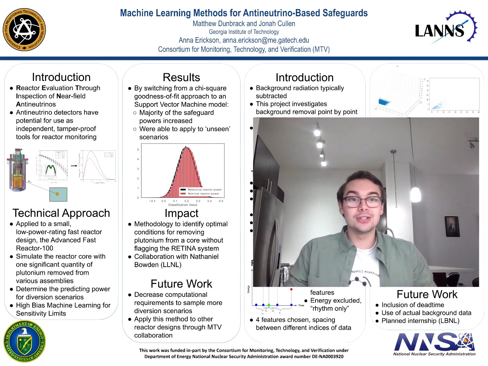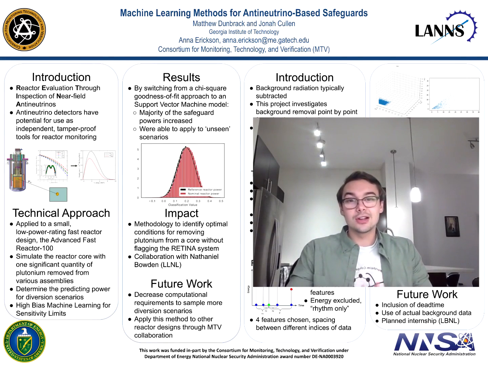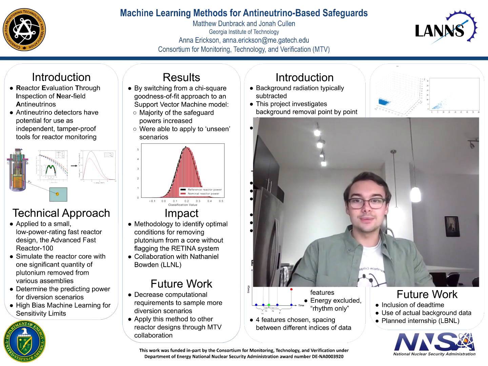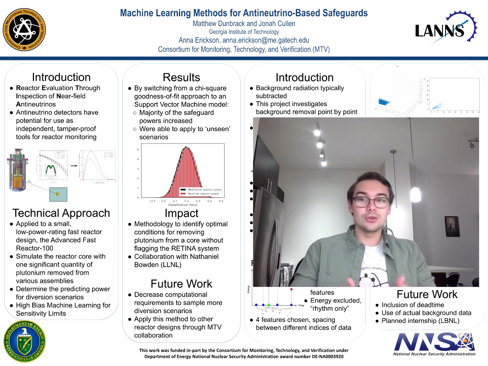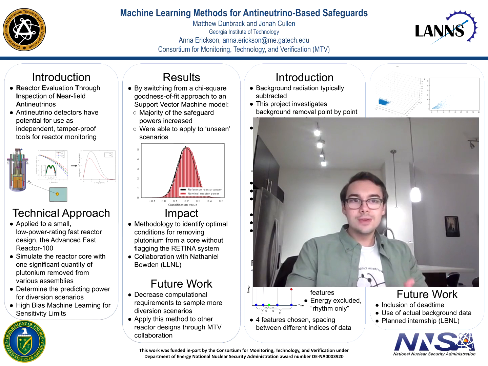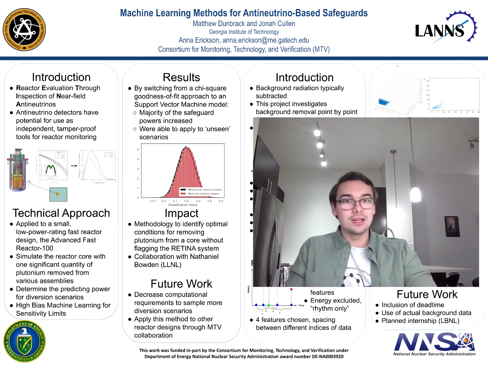So for my part of the project, I focused on this retina system, which was basically if you're able to put an anti-neutrino detector next to the core of a reactor, you'll see all these different anti-neutrino counts and energies based off the inventory of that reactor. So theoretically, if an adversary was to pull special nuclear material, such as plutonium, out of the core, you would be able to pick up on it based off the anti-neutrino counts and energies that you're seeing compared to simulations.